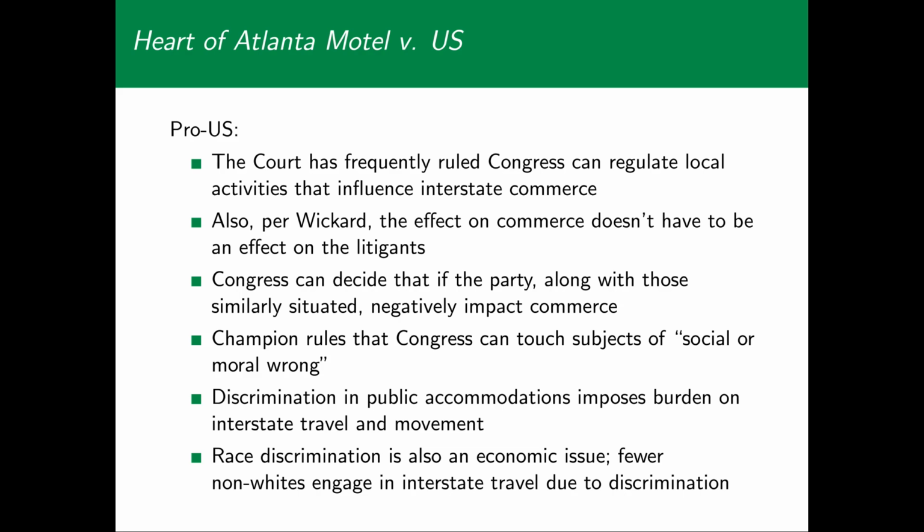So the U.S. says Congress gets to decide if the party, here the Heart of Atlanta Motel, along with those similarly situated, that is to say, other public accommodations, are negatively impacting interstate commerce. Champion versus Ames says Congress is allowed to regulate social ills if they do so through something like the Commerce Clause. And here they're saying discrimination is burdensome on interstate travel, on movement, on the economy, all these types of things. If there's fewer people moving through an area because they can't be accommodated, that's clearly affecting commerce.